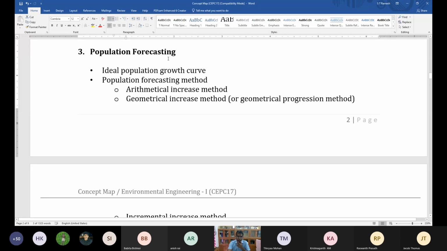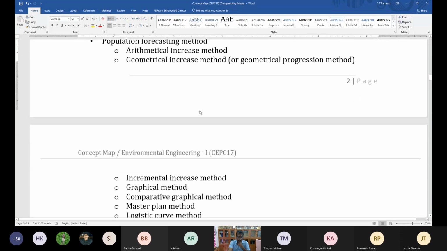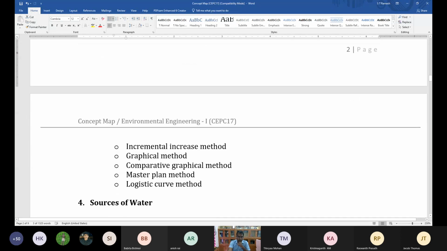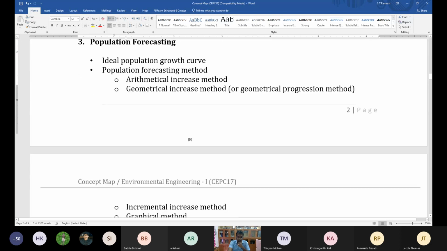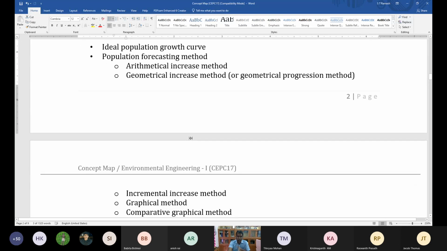And these are the different forecasting methods: arithmetic increase method, geometrical increase method, incremental increase method, graphical interpolation and comparative graphical method. And there is a master plan method of estimation, and the last one is the logistic curve method. So these are the 5 different methods, and each and every method may have advantages and also drawbacks. Advantages in the sense that it will calculate the actual value. The drawback is it may also project excess.